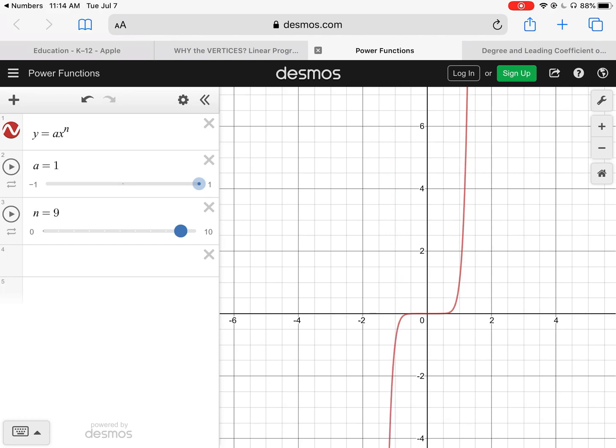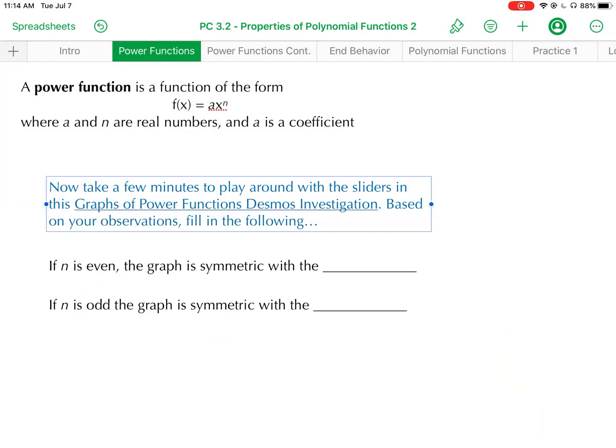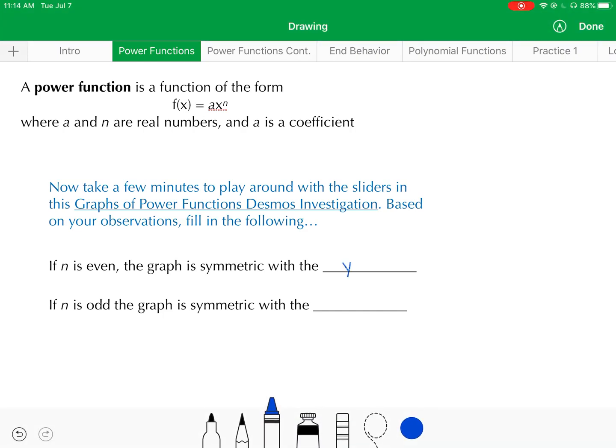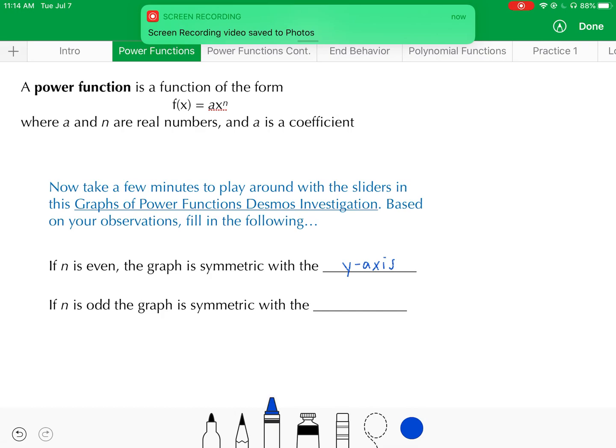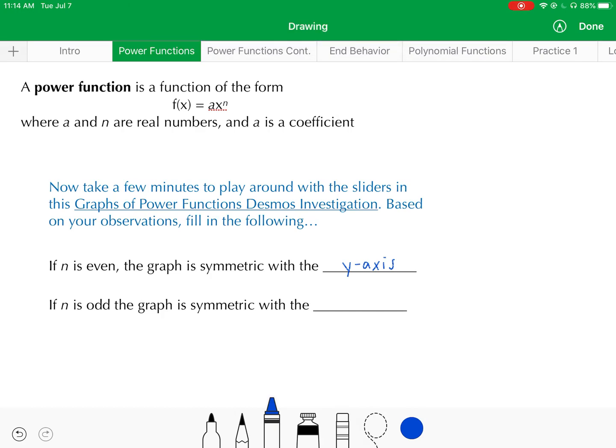So hopefully you're noticing that anytime the power is even for the power function, the graph is always going to be symmetric with the y-axis. And when we're odd for our power, the graph is symmetric with the origin.